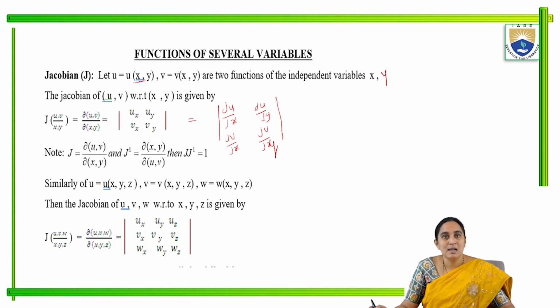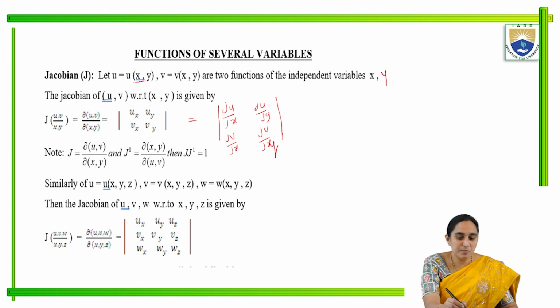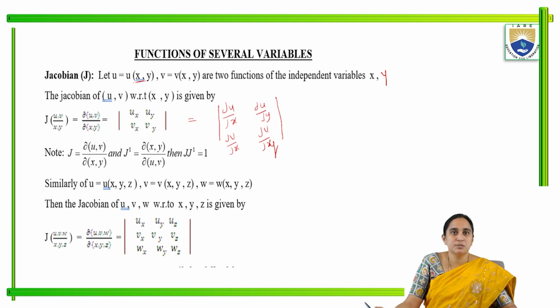Let us take the above formula, J is equal to dou of u, v by dou of x, y. If we assume that, then the reciprocal of J is J dash, that is dou of x, y by dou of u, v. Then from that, one of the important properties is J into J dash is equal to 1.